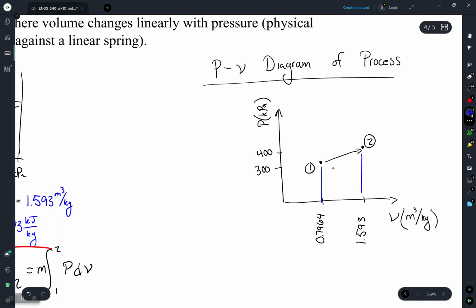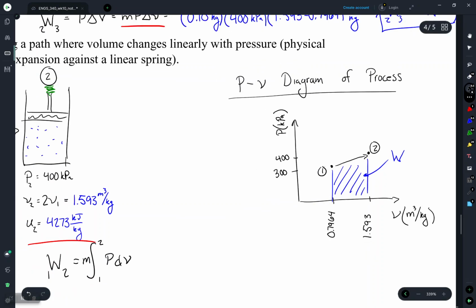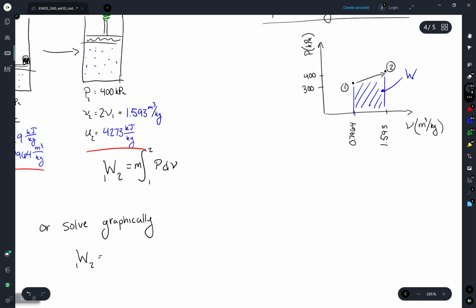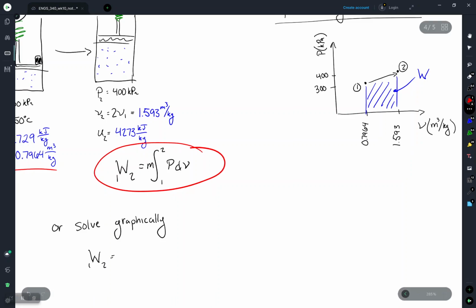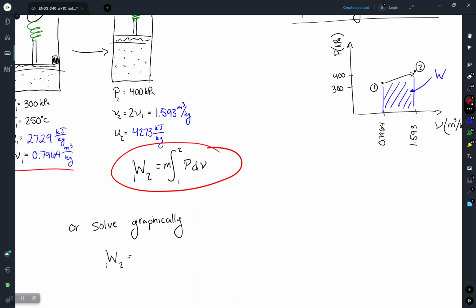We could also already draw the work for the system. We'll use that in a second. All right, so the equation that we're actually trying to solve now is this equation here. Work is mass times the integral of PdV. Now, there's more than one way to solve this. We can't just pull pressure out of the integral because pressure is not constant anymore. It is changing. We have a change between 300 and 400.